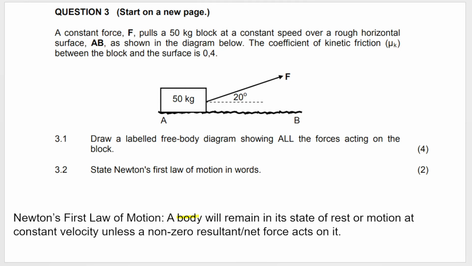A body or an object will remain in its state of rest or motion at a constant velocity, so you have to say both of those, rest or motion at a constant velocity, unless a non-zero resultant force acts on it, or you can say a non-zero net force. But this word here, non-zero, you have to say non-zero.